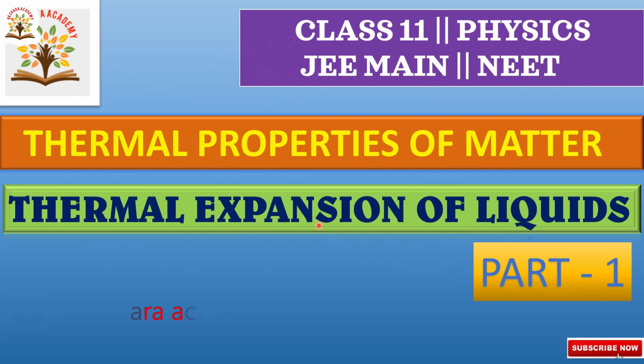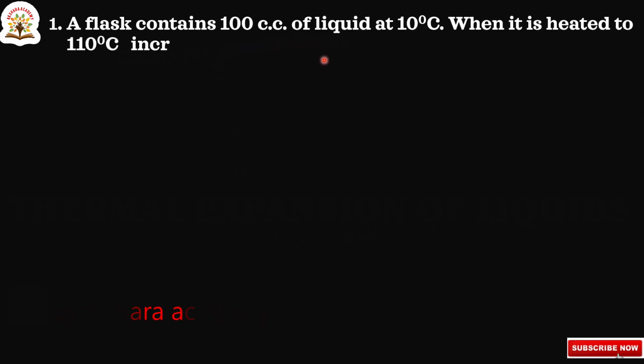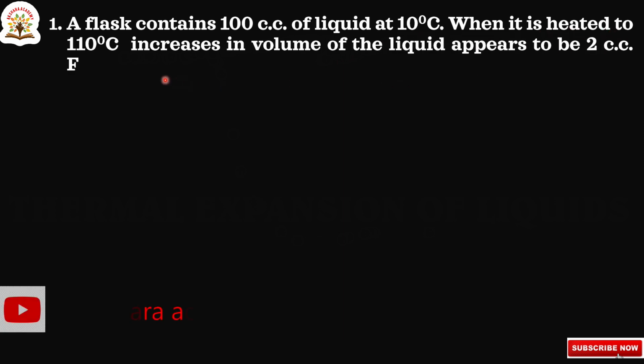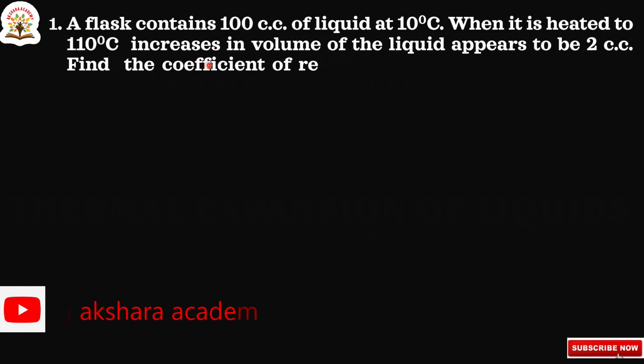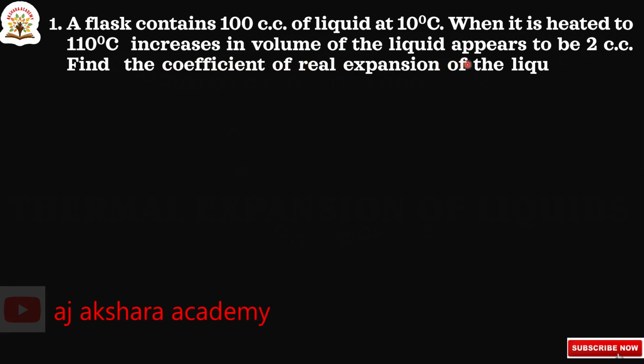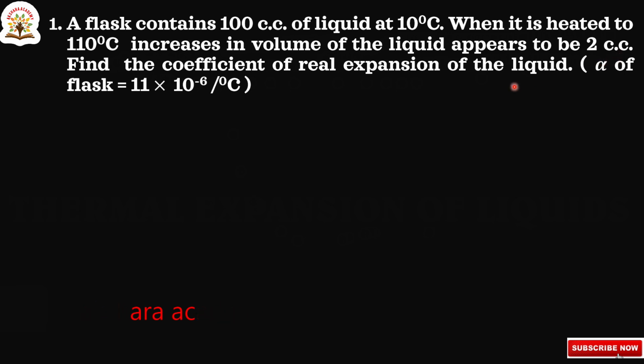Okay, let us go to today's topic, thermal expansion of liquids part 1. Go to the first question. A flask contains 100 cubic centimeters of liquid at 10 degrees centigrade. When it is heated to 100 degrees centigrade, the increase in volume of liquid appears to be 2 cubic centimeters. Find the coefficient of real expansion of liquid.